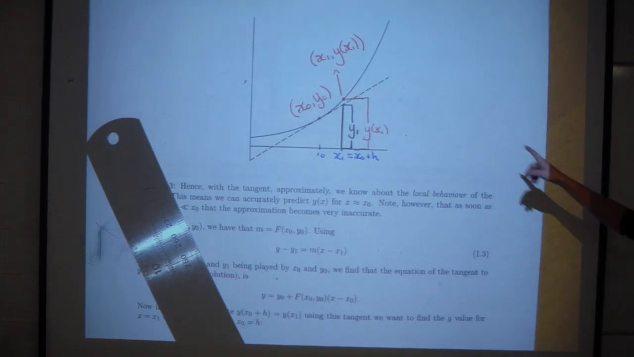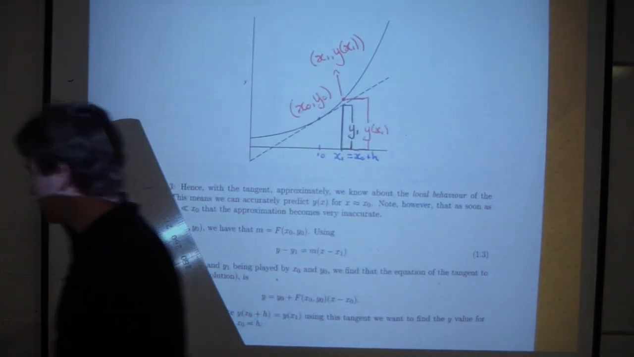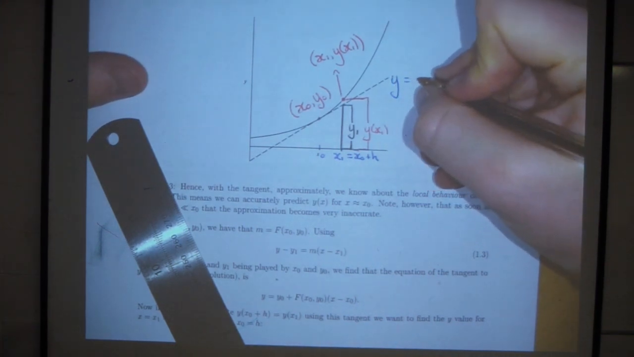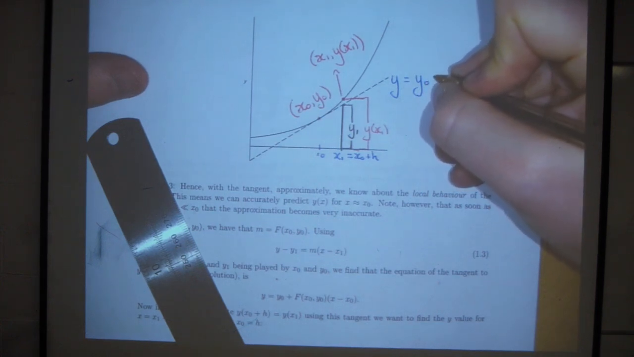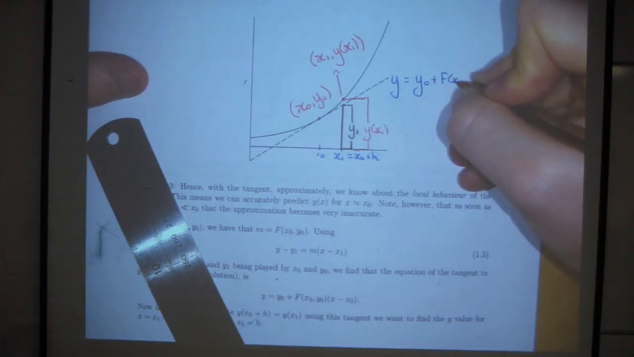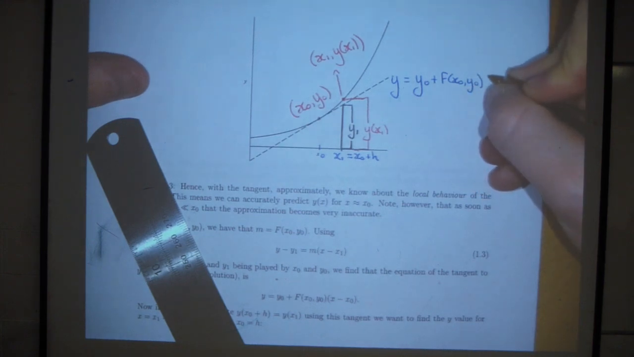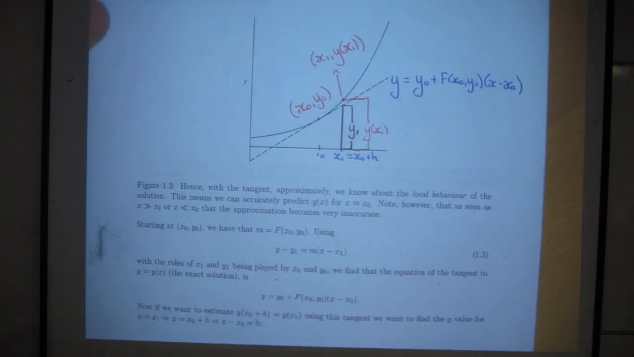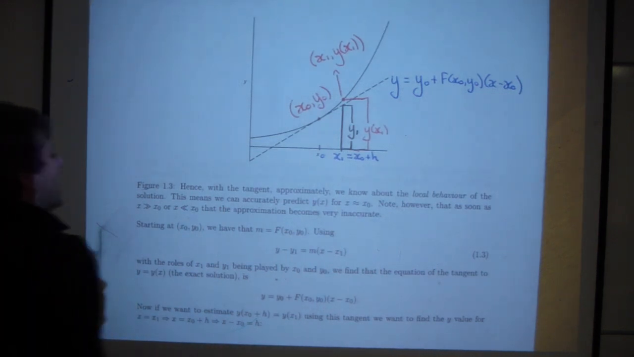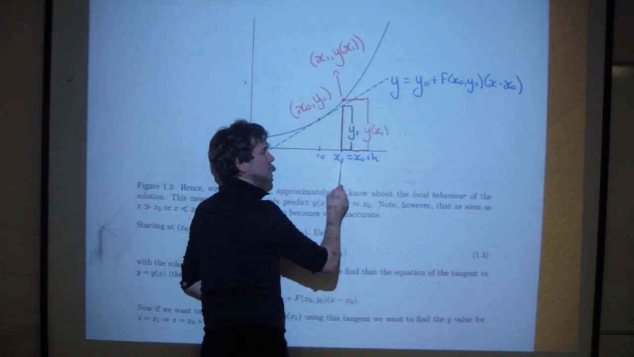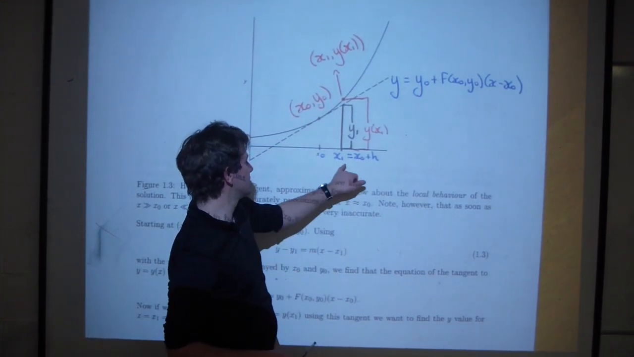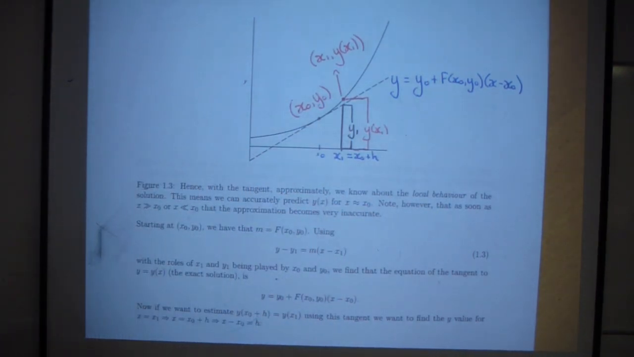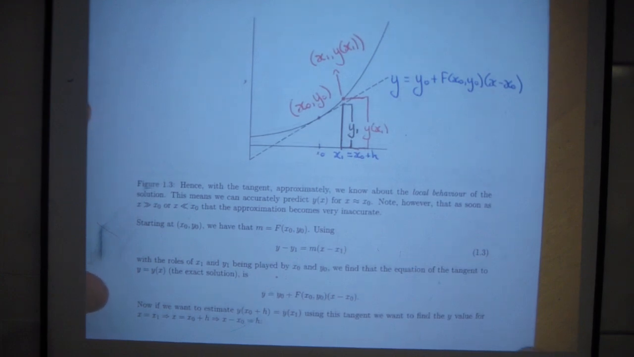Now we have the equation of this line, which we can write down. So the y coordinate is equal to y0 plus big F of x0, y0 times x minus x0. We did that below. And we're interested in what is going on with this line at x1, which is equal to x0 plus h. So I just need to plug in x0 plus h into this. Let's see what happens.